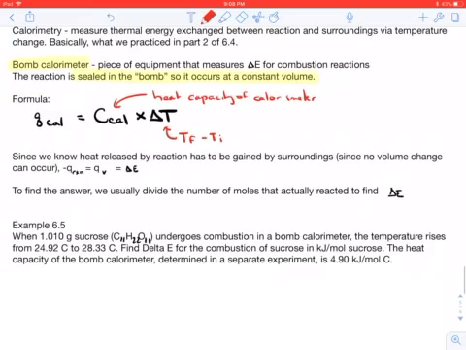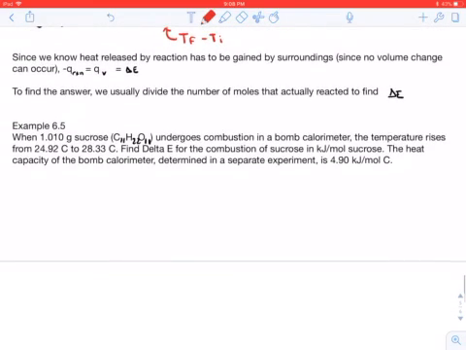So most of the time, to find our answer, we're just going to go ahead and divide by the moles that actually reacted to get delta E. And so the key here is to remember that we're going to be dividing by how many moles, and find delta E per mole. So we're going to divide by that.